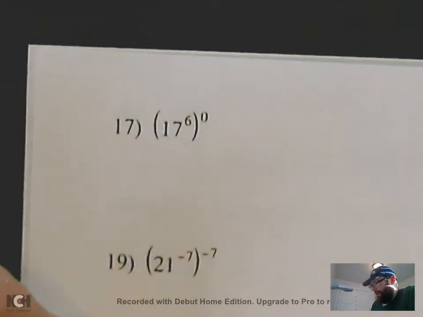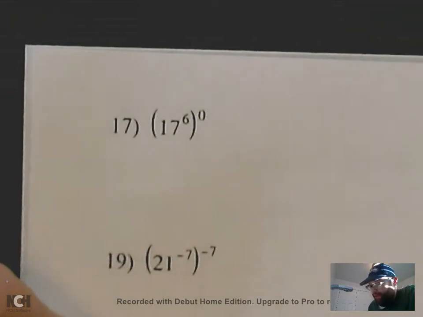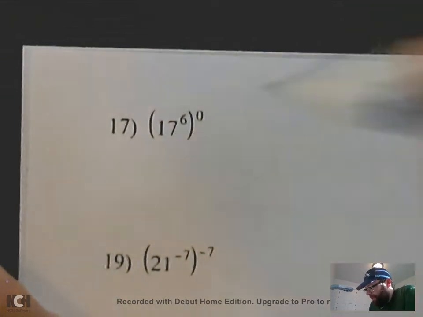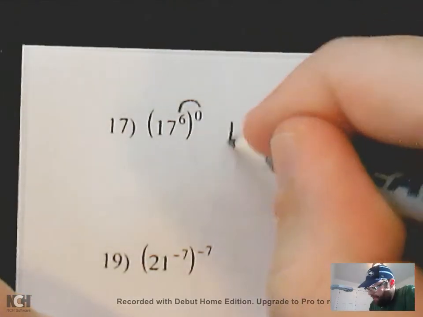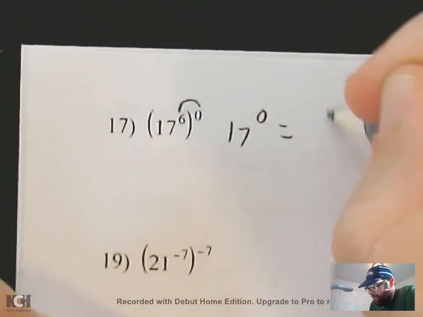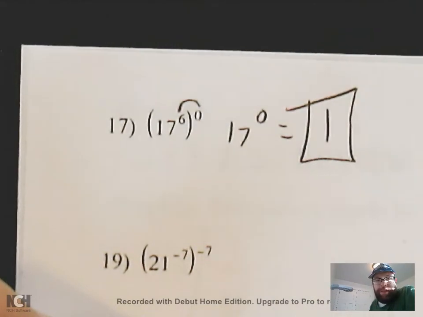Here we go. So, power of powers. Remember our quick rules, we just multiply the exponents. So, 6 times 0 is 0, right? So, 17 to the 0 is just 1. And that's my answer. Whew, that was tough.